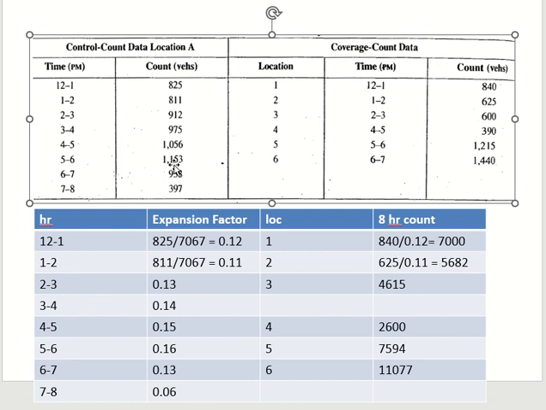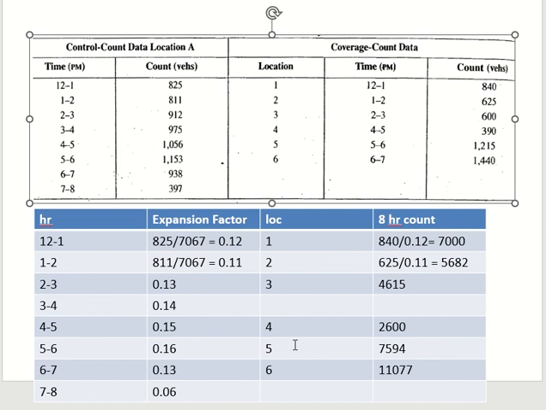Now for the control, the problem is solved because I know the peak hour, and I know how much traffic is in the peak hour. For the rest of the locations, half of the problem is solved, because the rule is whatever happens on the control will happen on the coverage as well, because they are in the same part of the network. Remember the sub portion, they belong to the same sub portion. So if the peak hour is between 5 to 6 on control, then it is the same peak hour for the rest of the locations as well. So location 1, 2, 3, 4, 5, 6, all of them have the peak hour between 5 to 6. So half of the problem is solved.